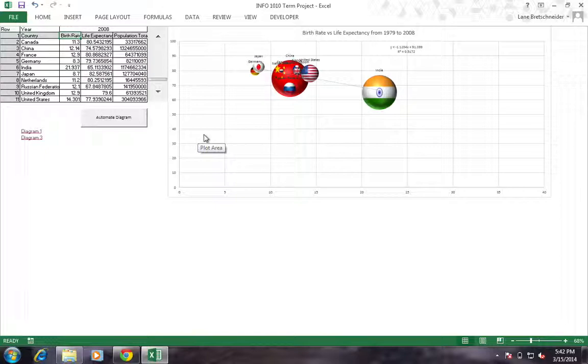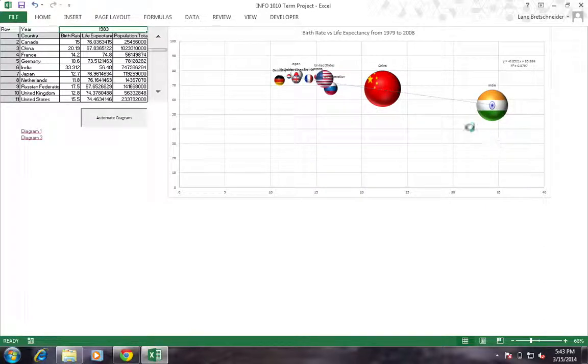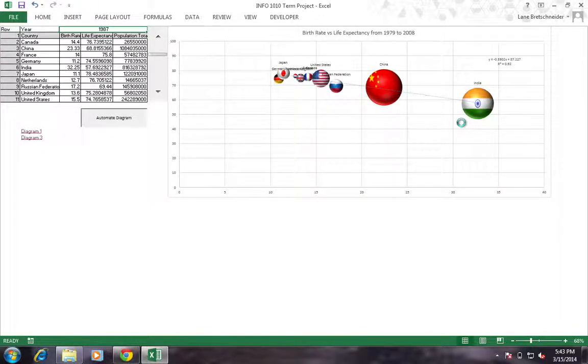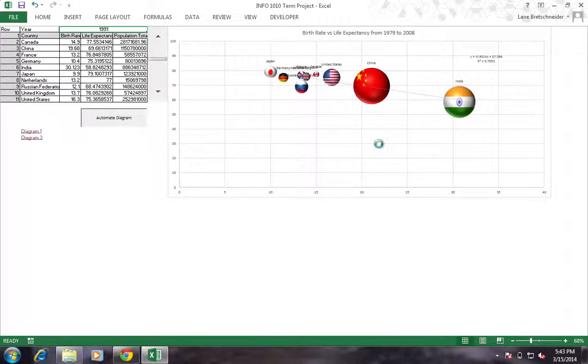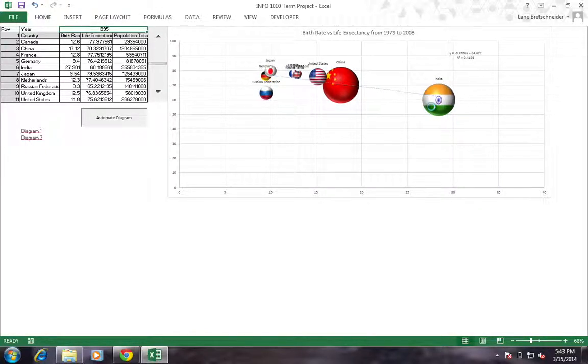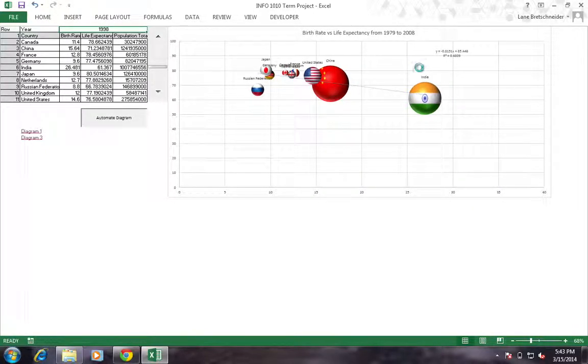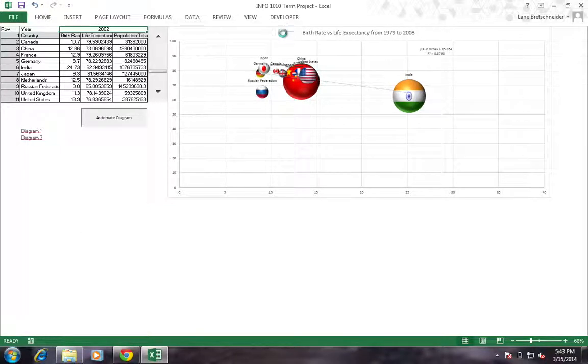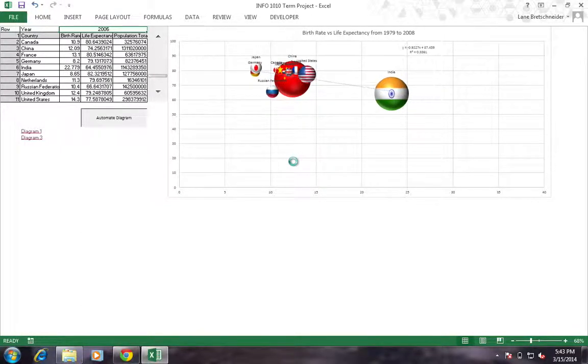Another thing, all countries except India have very similar birth rates, but you see even from the start, and I'll automate it again, India has a very high birth rate, and even though it decreases over time, pretty much consistently it always has about twice the birth rate as most of the other countries in this diagram.